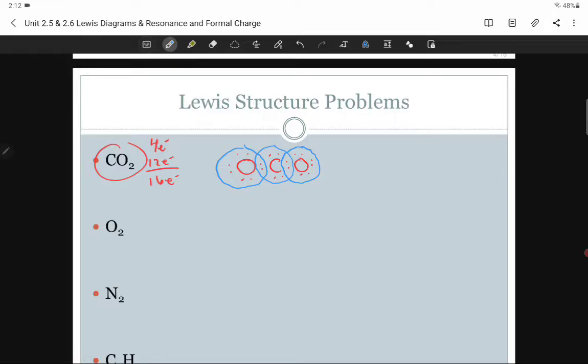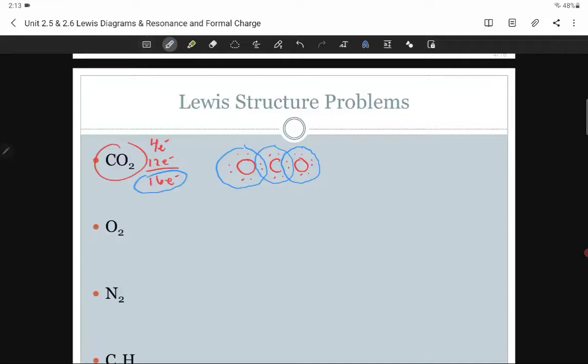Now, did we distribute 16 dots? And if I count these up, I'm starting left to right, but I got 2, 4, 6, 8, 10, 12, 14, 16, 18, 20. Uh-oh, way too many dots. So what does that mean? That's not the Lewis dot structure of carbon dioxide. So I'm going to have to go back to the drawing board.